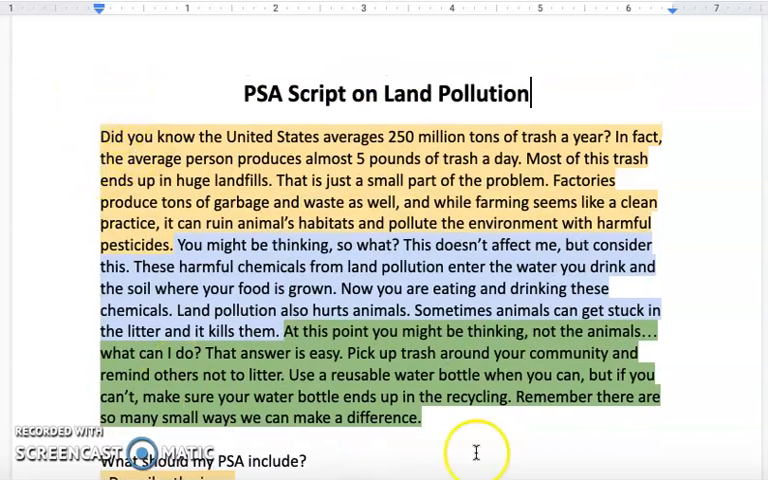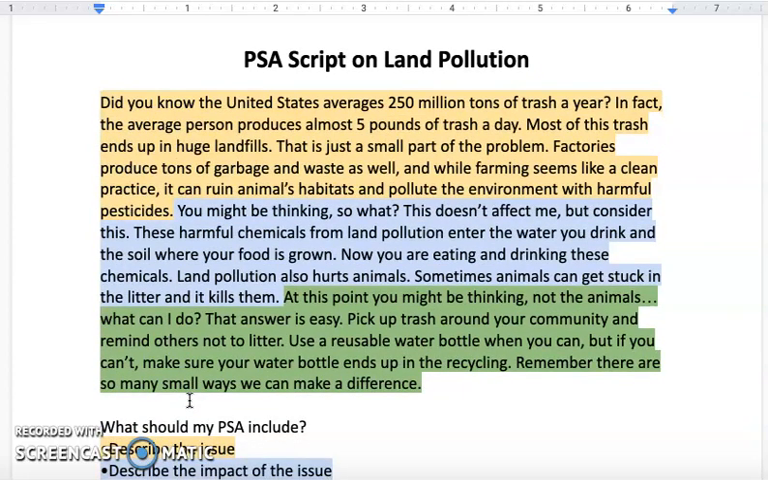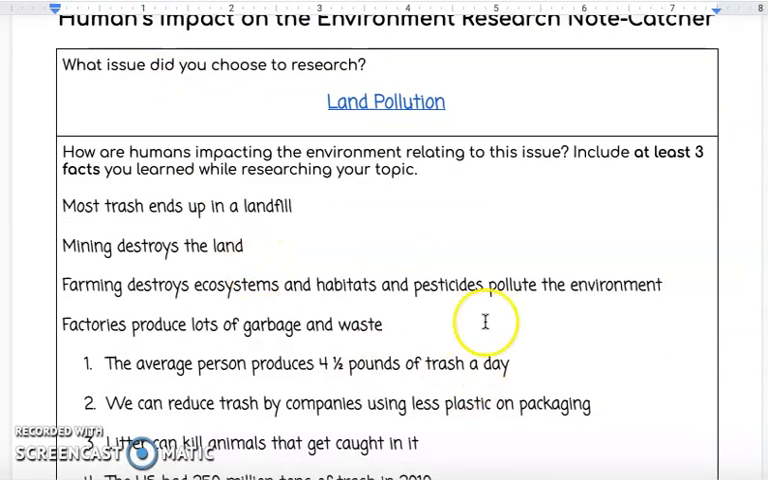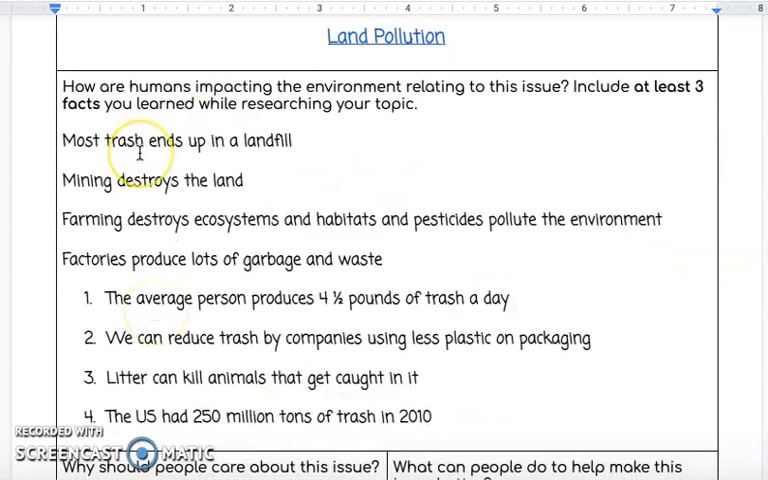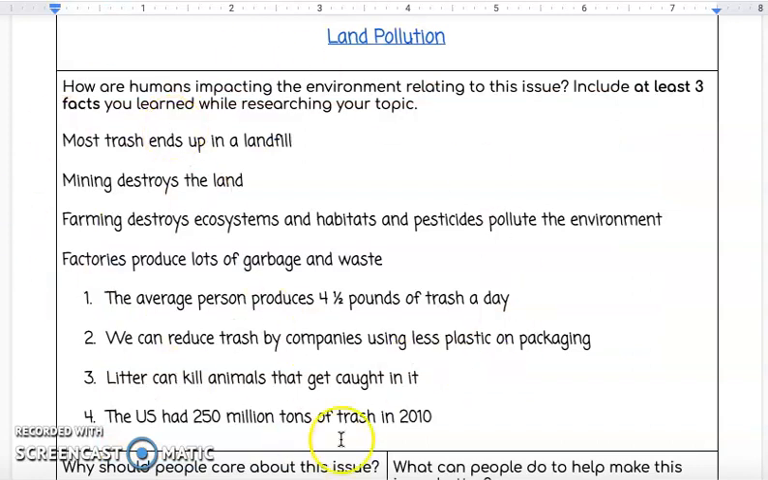So this is my PSA script or public service announcement on land pollution. So I started by describing my issue, and I got this information from my note catcher in this very first box. So you can see that I talked about most of the trash ends up in huge landfills, factories produce tons of garbage and waste, farming can ruin animals' habitats and pollute the environment. So all of this is information that I got right here.